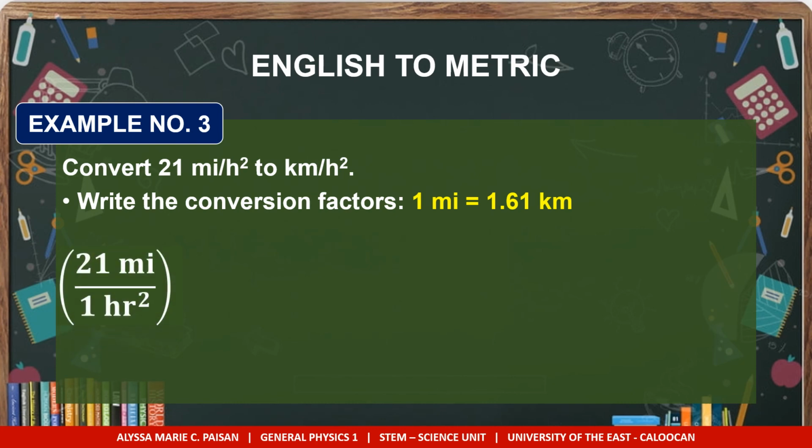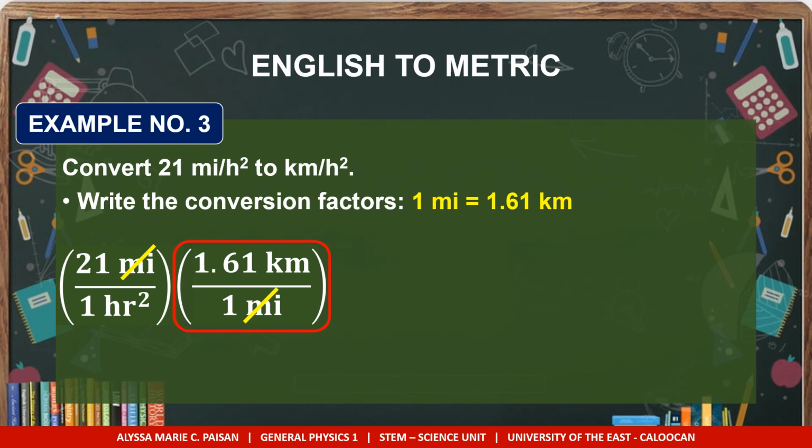We write our given as 21 miles over 1 hour squared. Then we will multiply that by the conversion factor, 1.61 kilometers over 1 mile. Now we can cancel the unit mile. And using our calculator, we will be able to get the answer 34 kilometers per hour squared. We retain the unit hour squared since we did not convert the unit hour.